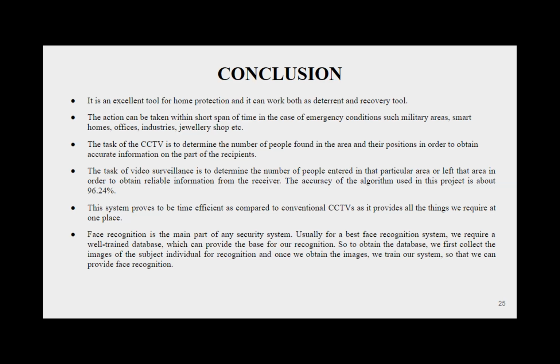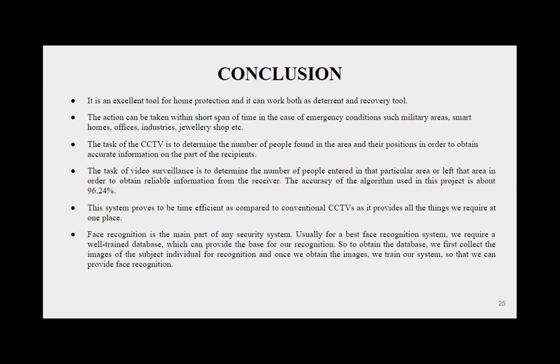The task of CCTV is to determine the number of people found in the area and their position in order to obtain accurate information on the part of recipients. The task of video surveillance is to determine the number of people who entered that particular area or left that area in order to obtain reliable information from the receiver. The accuracy of the algorithm used in this project is about 96.24%.